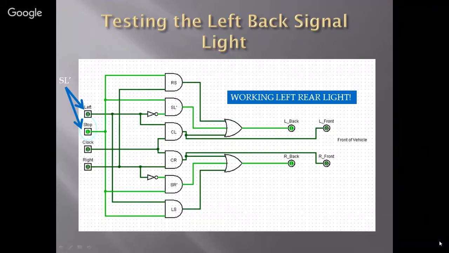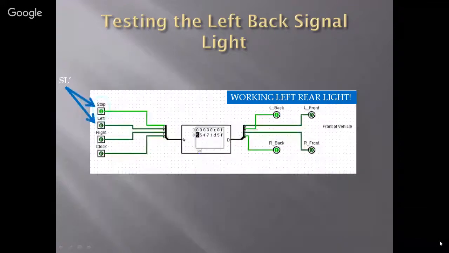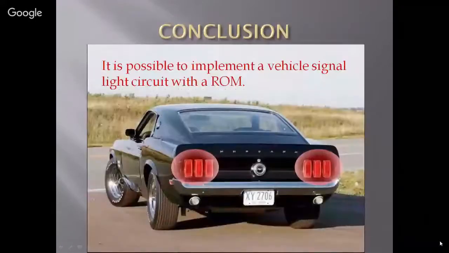Here we test the S L not inputs on the gates and see that the S L not inputs do cause the left back signal to be high. This also causes the right rear output to be high as expected. Again, we see the same output with the ROM. As demonstrated, using gates or ROM can deliver the same results. Either technology could be used to create a vehicle signal control circuit.